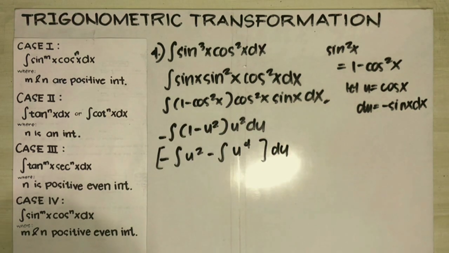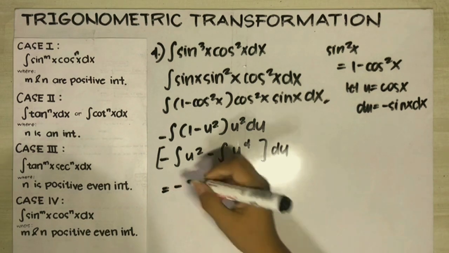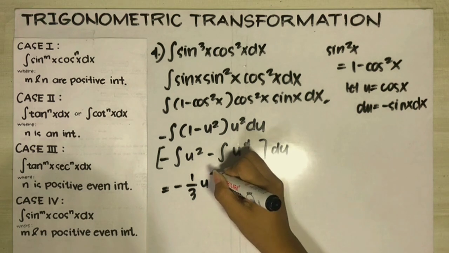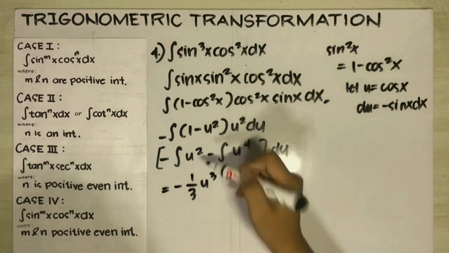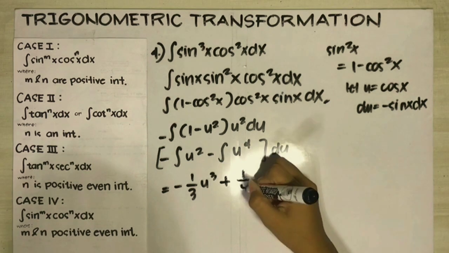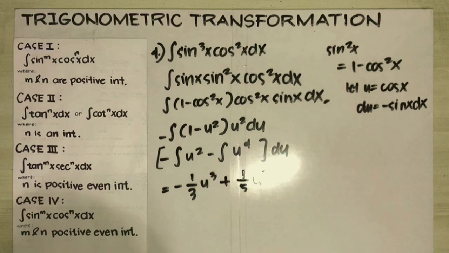We can just multiply u squared by u minus u squared. We can now use the power rule. So, negative 1/3 u to the third power, plus 1/5 u to the fifth power plus c.